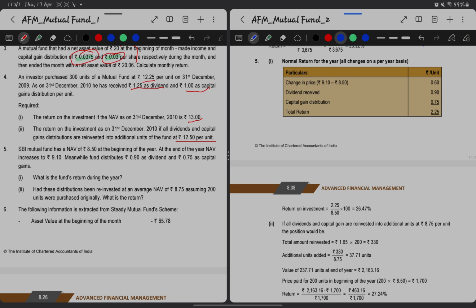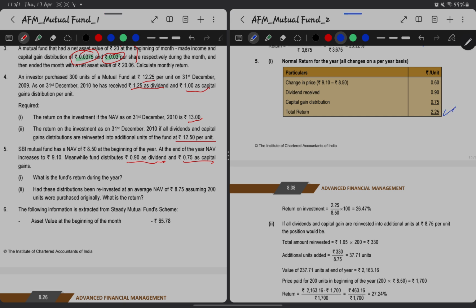There are other returns: one is the regular income return, which is dividend, and then there is a capital gain also, a realized gain. What is the fund's return during the year? So as we know, one is capital appreciation, another is income, and the other is capital gain.